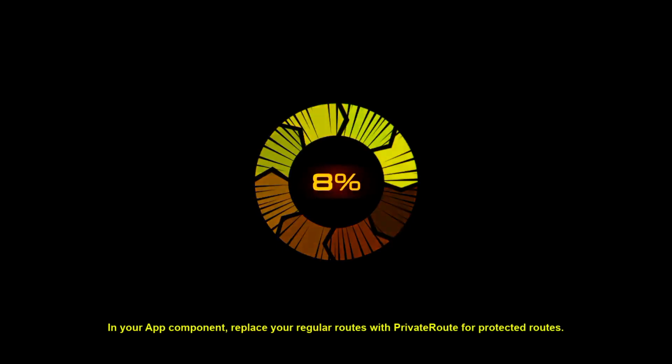In your App component, replace your regular routes with PrivateRoute for protected routes. This ensures that only authenticated users can access those routes.